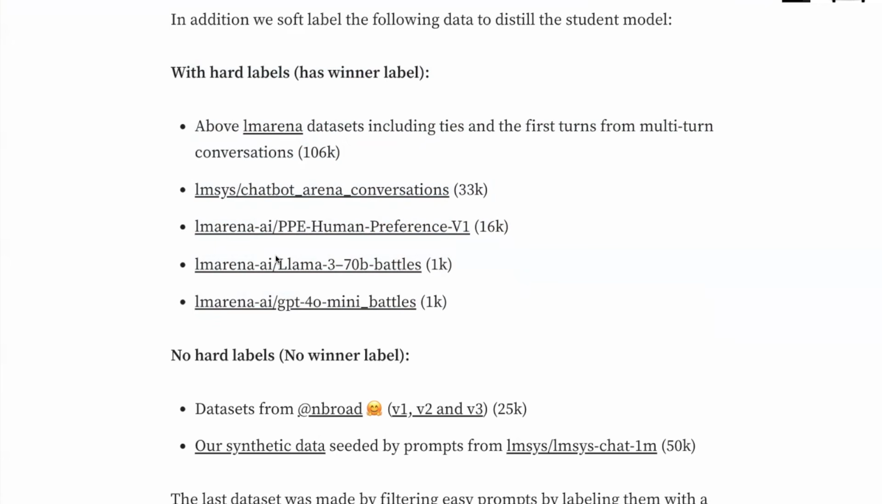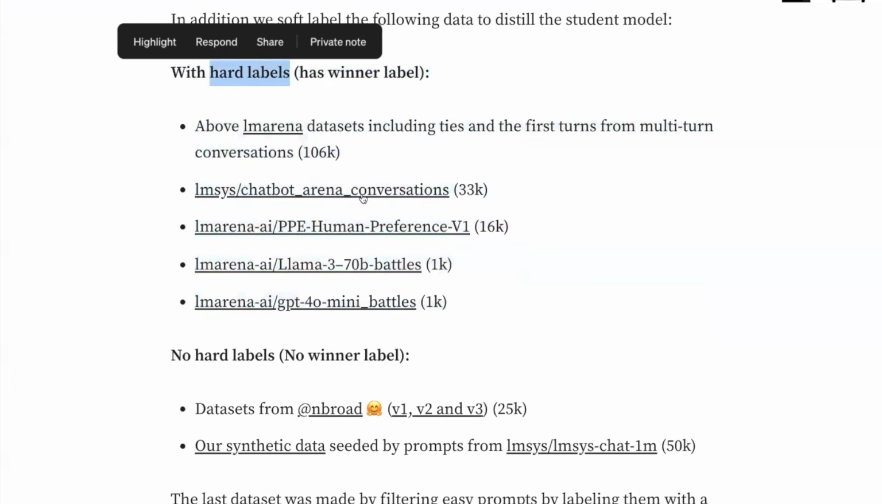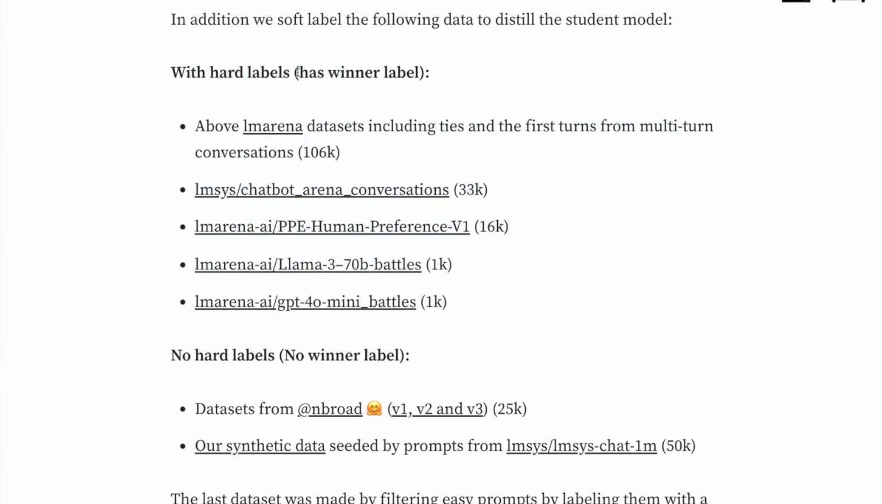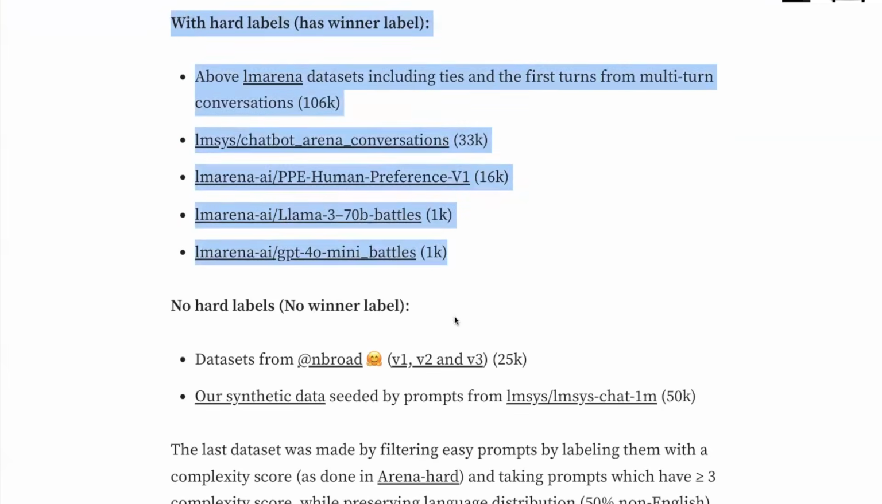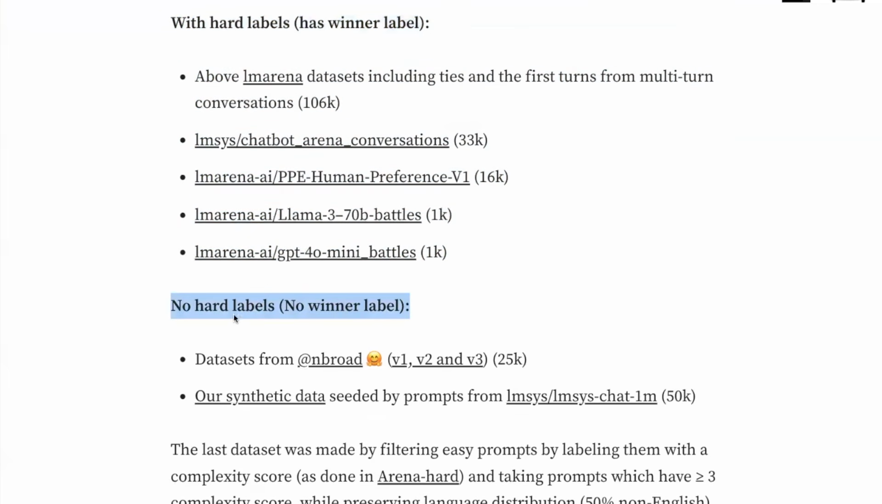So these are all the data sets they are able to find with hard labels, meaning that no matter whether it is from humans or from, say, GPT-4 as a judge, it's still an open data set with winning labels. So that's all the public data sets they can find. They also have some data sets with no winning labels, but they have the responses.